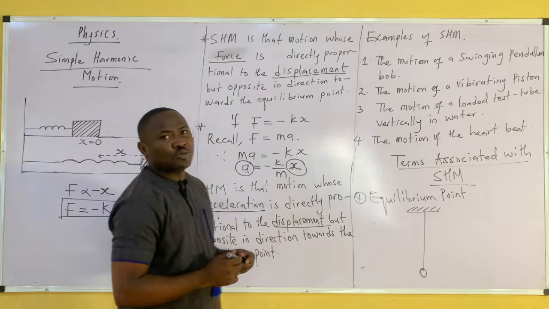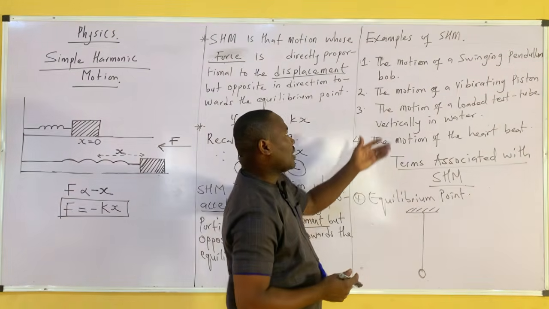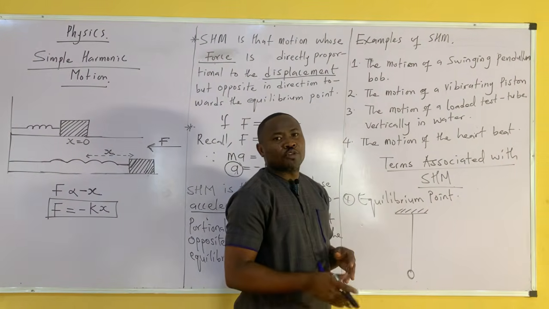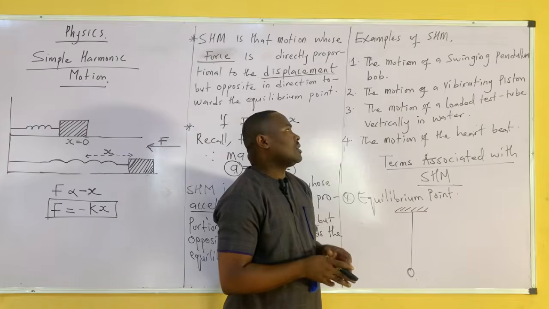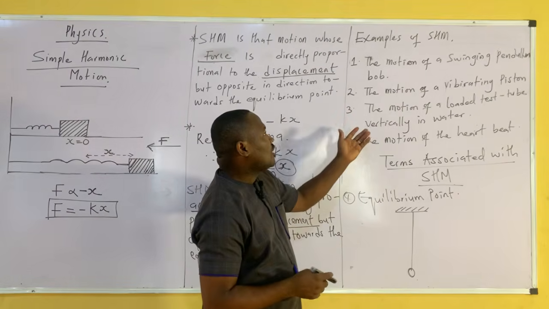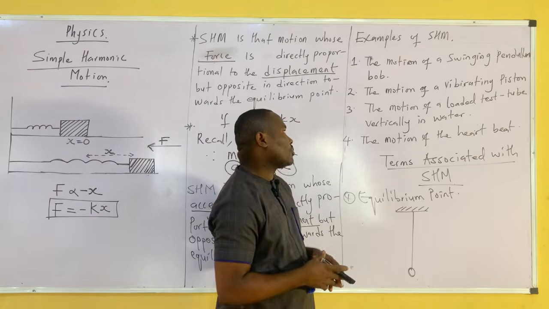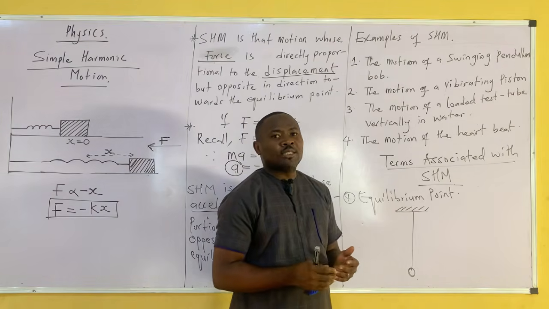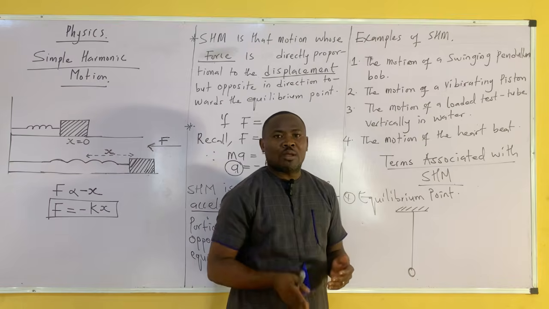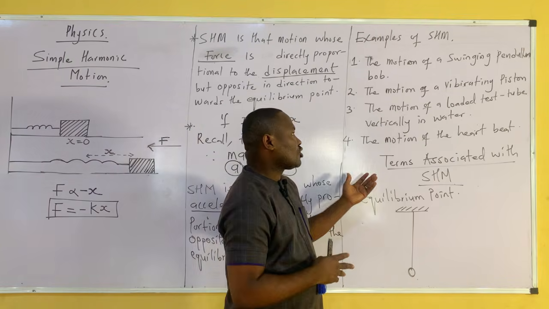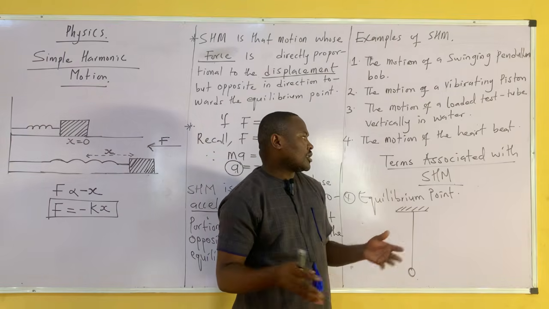What are some examples of simple harmonic motion we have? The motion of a swinging pendulum bob is an example of simple harmonic motion. The motion of a vibrating piston in a car engine is an example of simple harmonic motion. The motion of a loaded test tube floating vertically in water is a simple harmonic motion. The motion of the heartbeat is a simple harmonic motion.